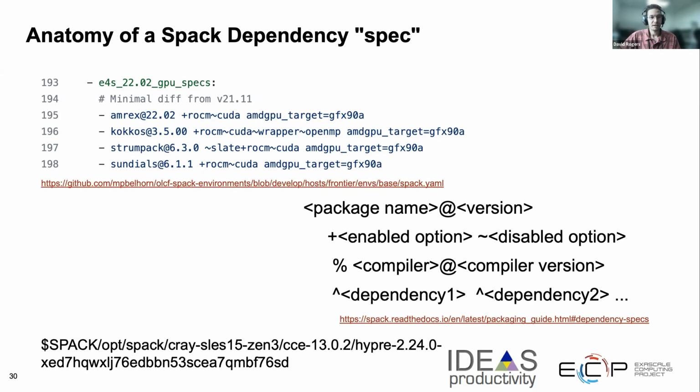And when all this gets compiled and installed, it doesn't actually install into user local. It installs into its own directory. So for example, HYPRE might install into a HYPRE directory with a version and this SHA sum, which is telling Spack exactly the variant of the package that was installed. That means I can install multiple different variants of HYPRE with different options side by side.